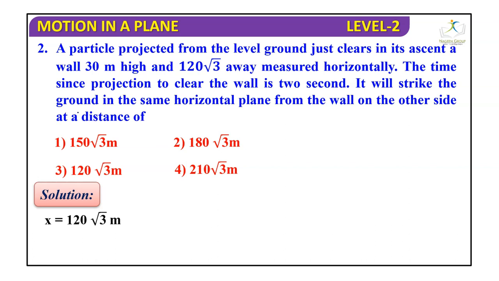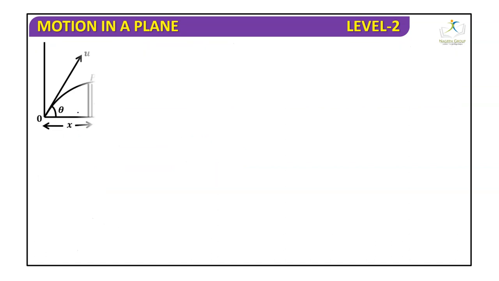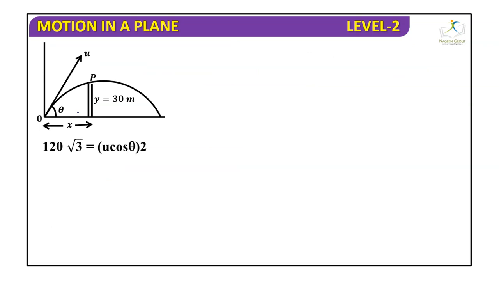So, we know that x is given here as 120 root 3, for time 0 to t, which is 2 seconds. So, 120 root 3 equals u cos theta times 2. So u cos theta equals 60 root 3 when we divide 120 root 3 by 2.